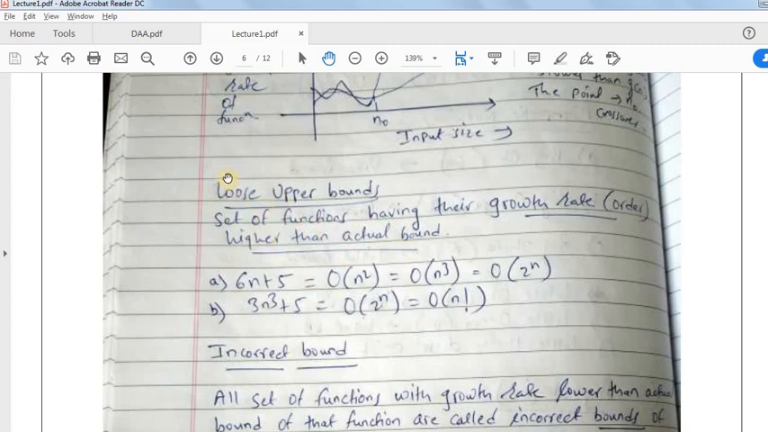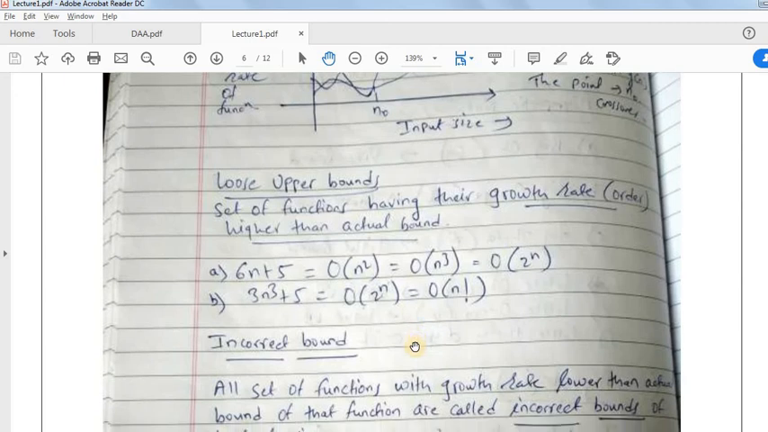See the usage of the word loose. Loose means they are not strictly upper, they are something more than upper. 6n plus 5 belongs to big O of n square, which belongs to big O of n cube, which belongs to big O of 2 raised to n. Second example, f of n equal to 3n cube plus 5. This belongs to big O of 2 raised to n, which belongs to big O of n factorial.